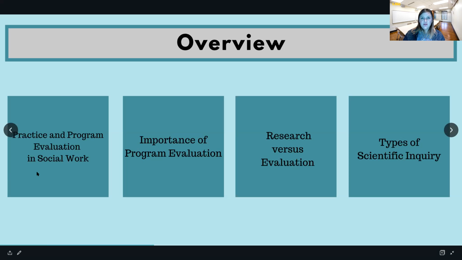First, we'll talk about the relationship between practice evaluation and program evaluation in social work. Then we'll talk about the why behind program evaluation. Why is it important for us to evaluate programs? And then we'll talk about the differences between research and evaluation, and then different types of scientific inquiry, which includes both basic research and program evaluation.